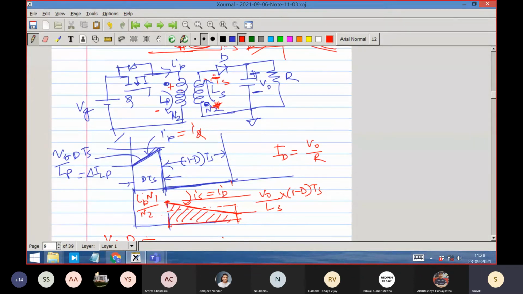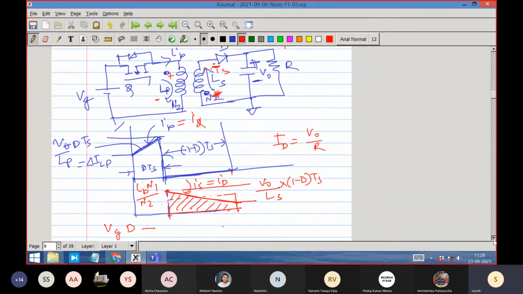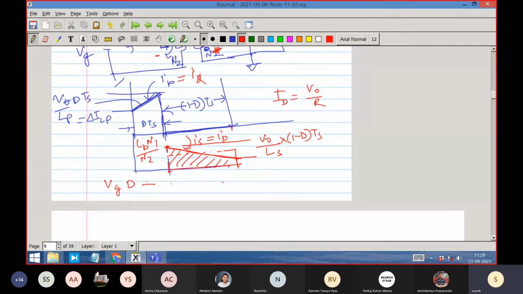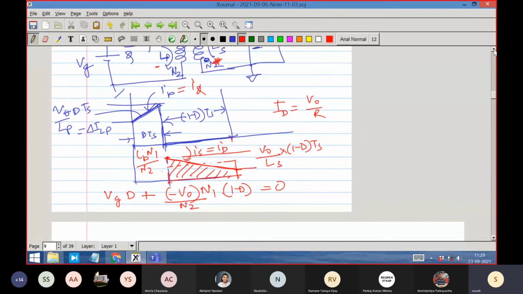So what is the voltage across it? This is V0. The secondary side voltage Vs is minus V0. The volt second is minus V0, and with the turns ratio, N2 is the number of turns of the secondary and N1 is the number of turns of the primary, into 1 minus D, must be equal to 0. So this is the new volt second balance equation.